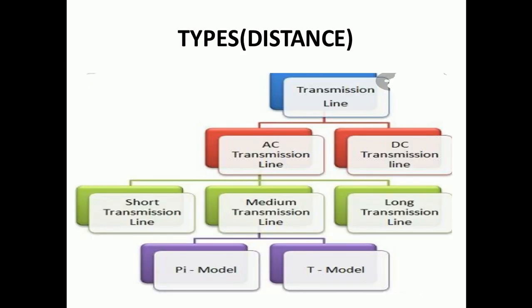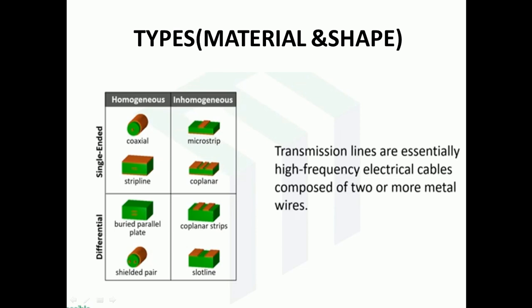And now we see the types of transmission lines based on distance and materials. Based on distance, we have AC and DC transmission line classification. Again in AC we have short, medium and long transmission lines. As the name indicates, it is based on the length. But in the medium transmission line, we generally prefer the pi model and the T model representation. When we go for types in terms of materials and shape, we have various types, homogeneous or inhomogeneous, and we'll see each one in the subject analysis.